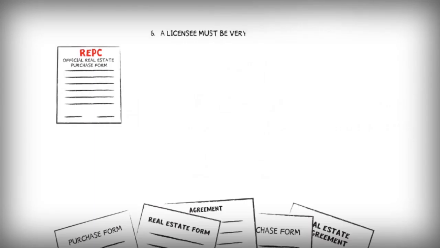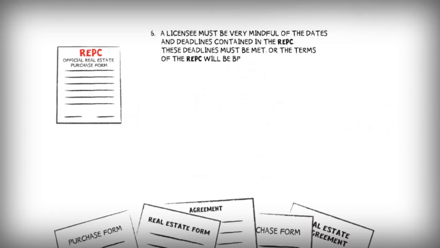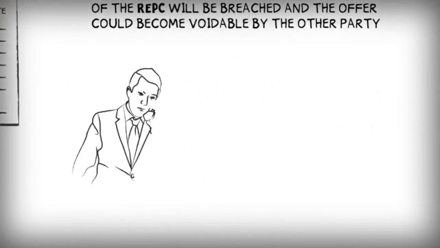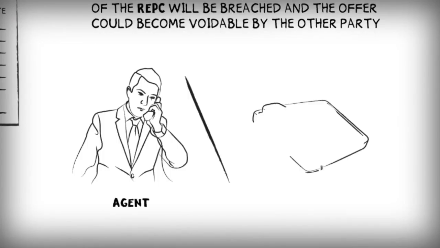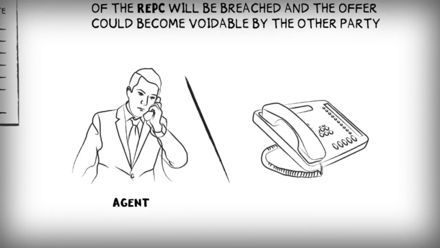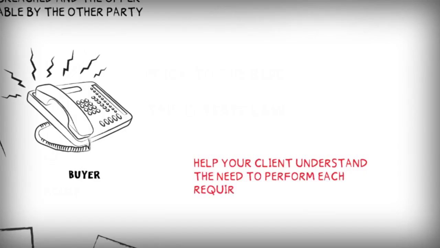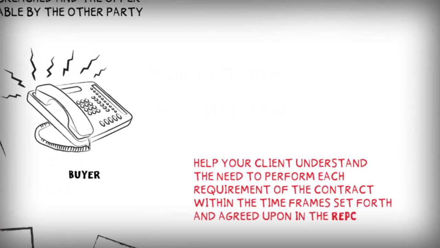6. A licensee must be very mindful of the dates and deadlines contained in the REPC. These deadlines must be met, or the terms of the REPC will be breached and the offer could be voidable by the other party. If a client were to leave town or otherwise be unavailable at the time when they should be performing some act according to the contract, this could cause the contract to be breached, so it's extremely important to help your client understand the need to perform each requirement of the contract within the timeframes set forth and agreed upon in the REPC.